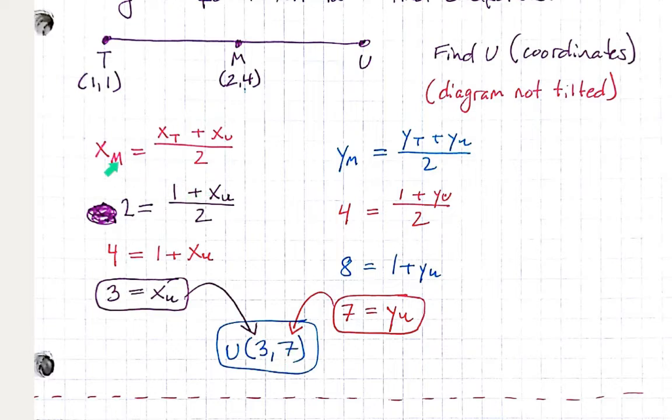In either case, we're basically using the same formula as we did to find the midpoint coordinates, but we're plugging in different numbers. In this case, we already knew the x and y coordinates for the midpoint. We had to fill in one of the endpoints and solve for the other one.